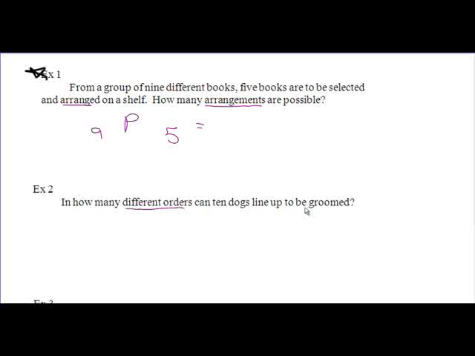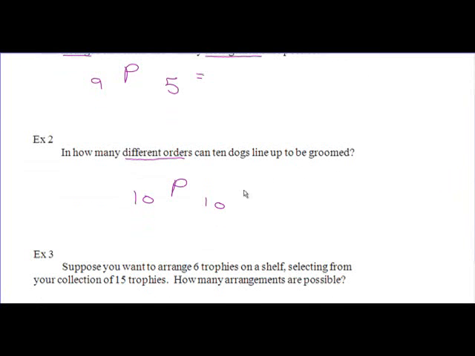How many different orders can 10 dogs line up to be groomed? So we have 10, and we're actually going to choose all 10, and we're going to put them in different orders. So that's a permutation. Suppose you want to arrange 6 trophies on a shelf, selecting from your collection of 15. How many arrangements are possible? So 15, again, it's arrangement. So we start to identify some keywords. All right, let's get some answers for this stuff.